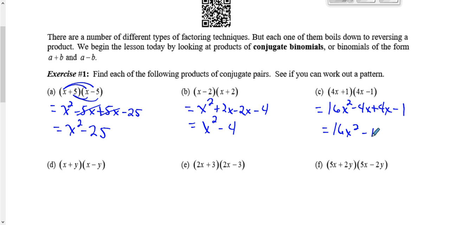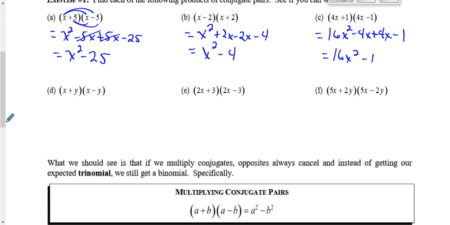Okay. Let's look at D. Slightly different. There's no numbers in here, right? But it should work the same, shouldn't it? So tell me what we get when we distribute the x. X squared. Let's call it xy. How about we call that plus xy? So they look the same. Right? What is it? Minus y squared. Which the result will be what?